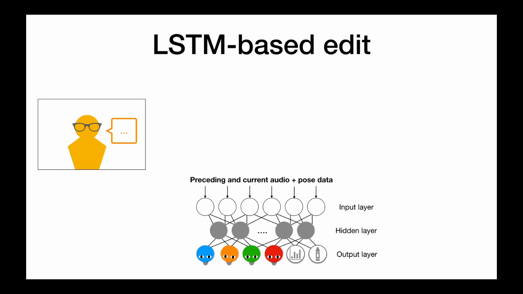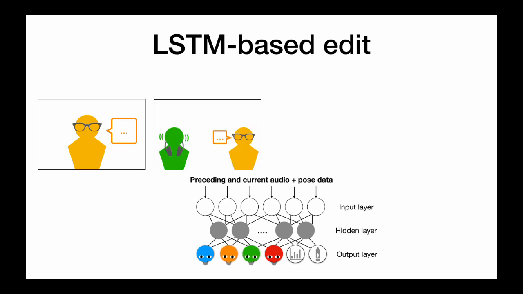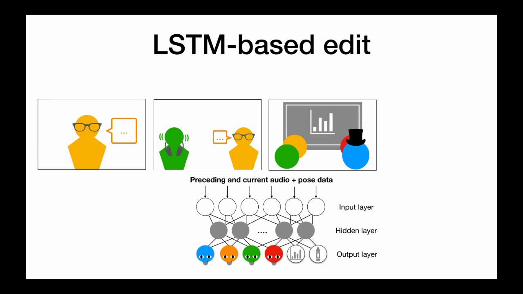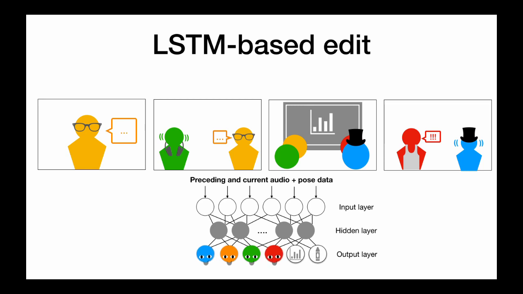The third method uses a long short-term memory neural network, or LSTM, to predict the joint attention of the room. We train the LSTM using the expert edits of the videos as ground truth, with estimated head pose and audio amplitude as input. A simple algorithm then selects the camera stream each second that shows the people or objects with the highest predicted joint attention values. No pacing or smoothing was added. Here's an example of an LSTM-based edit.